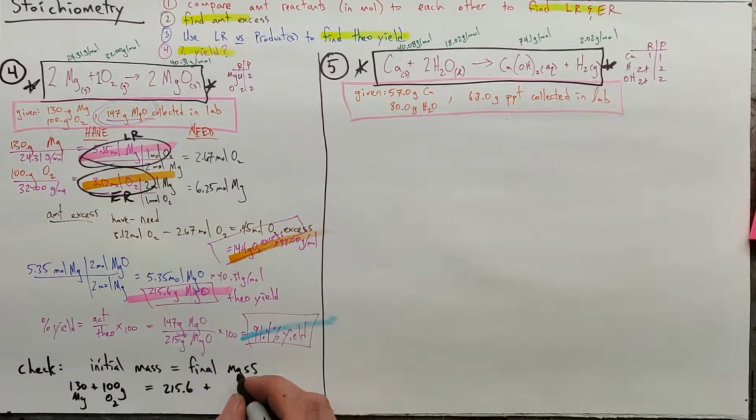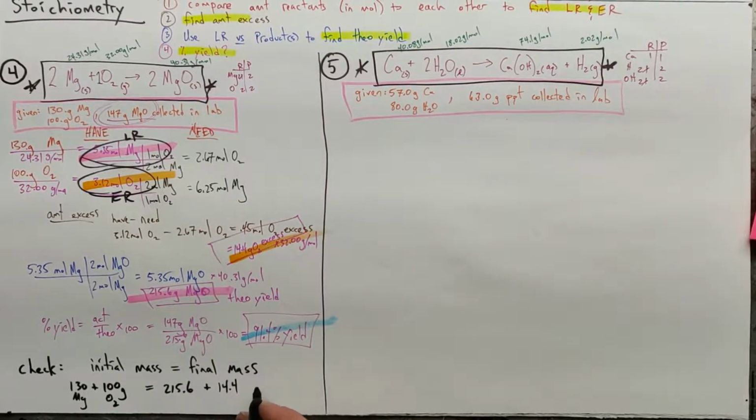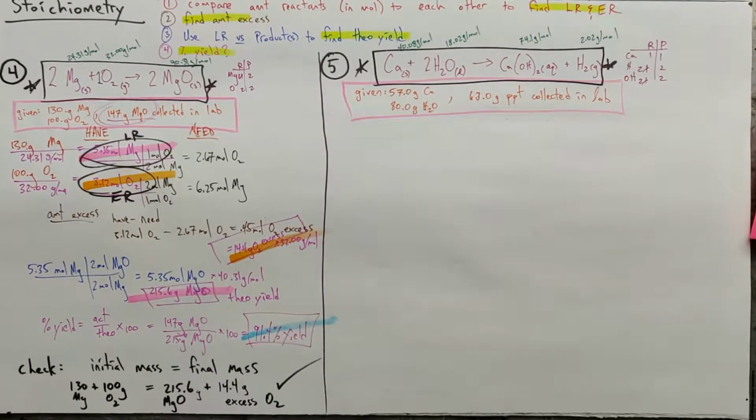Plus our 14.4. And if you look at that, you get exactly 230, just like it was on the other side. This 215.6 is our MgO, and the 14.4 grams was our excess oxygen. All right, and so that adds up. That's good news for us. And I think that's a really useful and important step if you're going to do a little bookkeeping and not screw it up. And like I said, when I was writing a bunch of these examples, I kept screwing up.